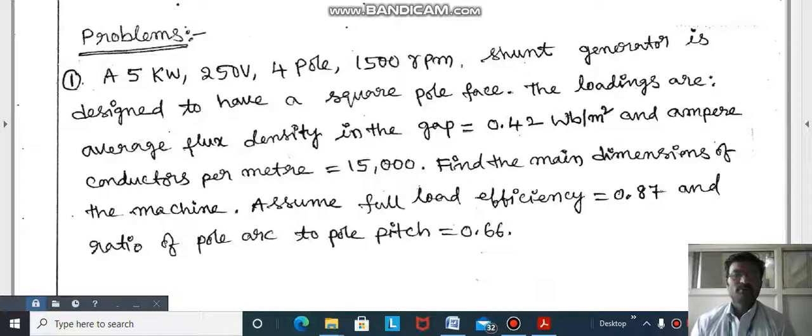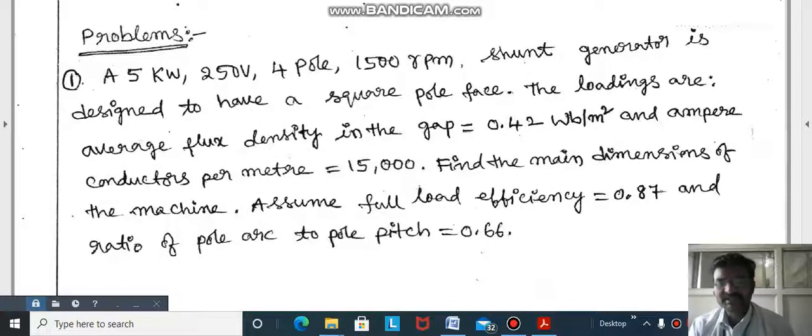A 5 kilowatt, 250 volt, 4 pole, 1500 RPM shunt generator is designed to have a square pole face. The loadings are: average flux density in the gap 0.42 Weber per meter square and ampere conductors per meter 15,000. Find the main dimensions of the machine. Assume the full load efficiency is equal to 0.87 and ratio of pole arc to pole pitch is 0.66.